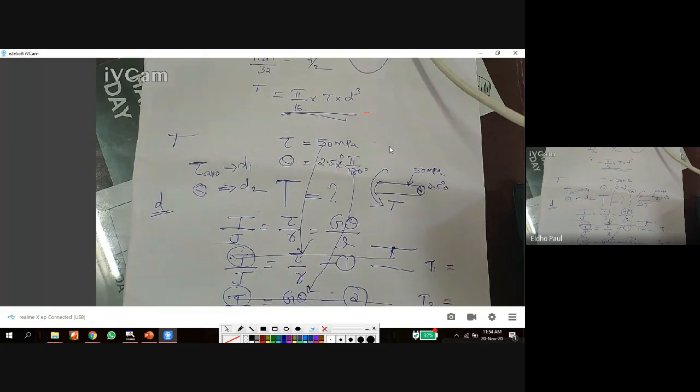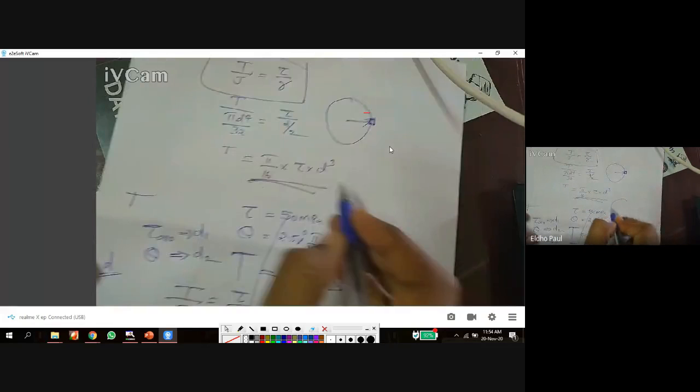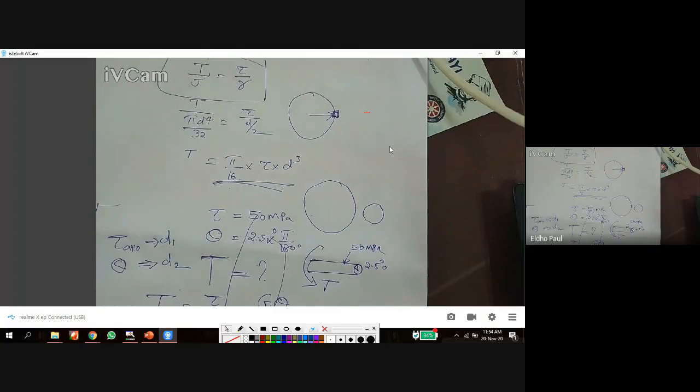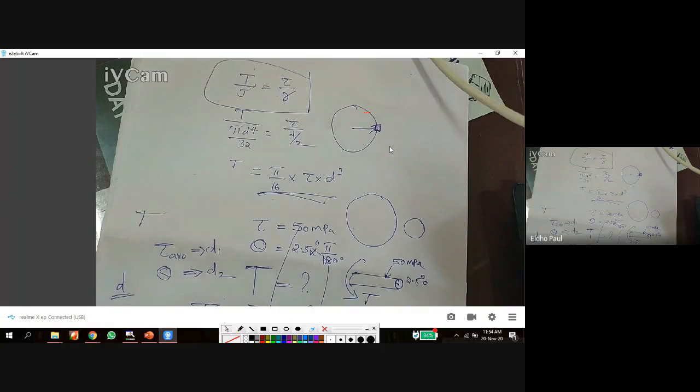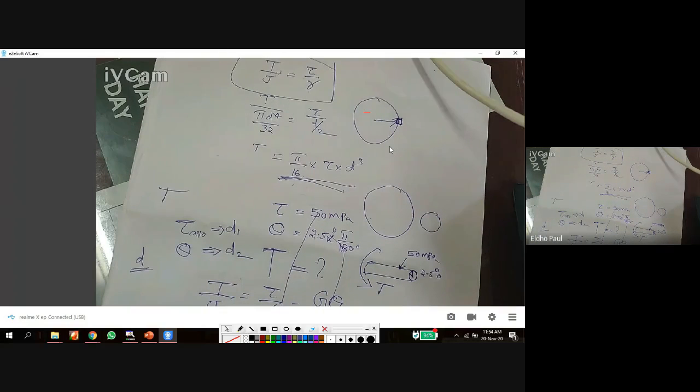In case of diameter, we have to select the higher D value because with increasing size of the cross section, the strength also increases. If we select any lower D value, one of the conditions will not be satisfied. So in case of diameter, we have to select the higher diameter. In case of torque, we have to select the lower torque.